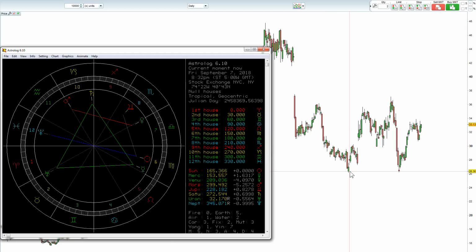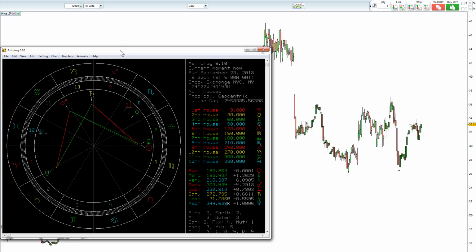Now, obviously, the very lowest price was right here. But this isn't a square, which is in the same family as the opposition. The trines are not in the opposition family. So let's see what happens when we go to a square. Here, right around September 21st, 22nd, we see that we actually get this low right here that's a little bit lower. Now, this is important. This is one other thing that I noticed.